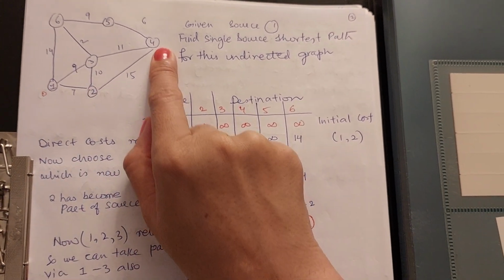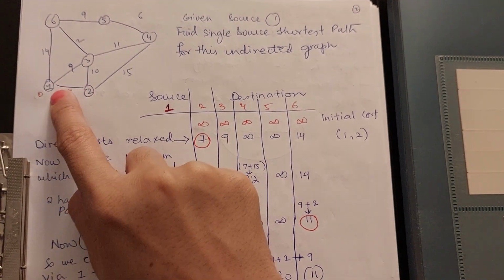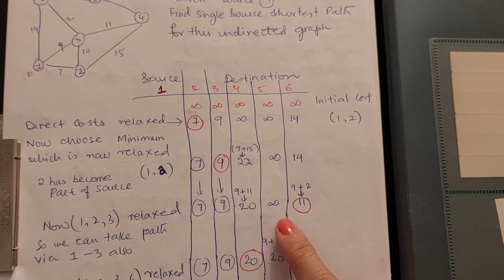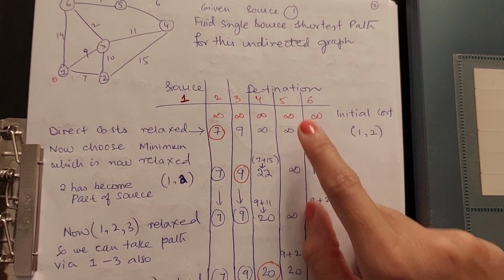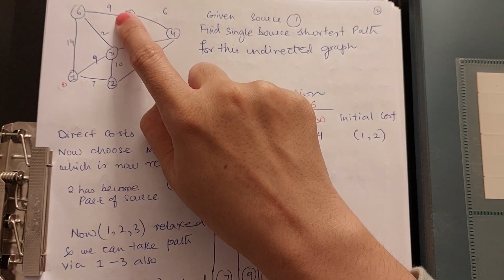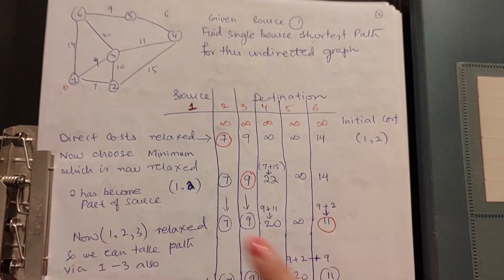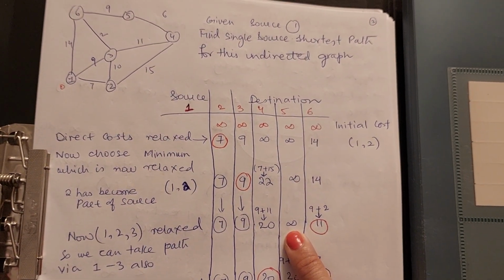Node 4 has no more connections. So this one is the shortest path connection. So I'm going to take this one here. Node 5 has no direct connection, neither with 3, nor with 1, nor with 2. So this cost will still remain as infinity.